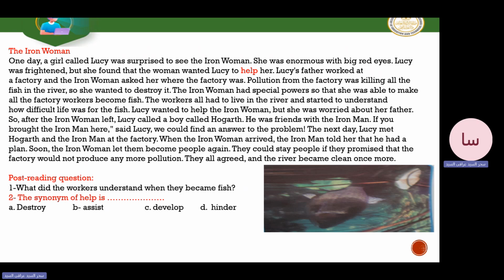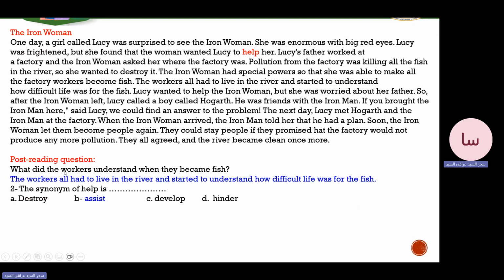Okay, let's check. Of course, this is a picture of a fish that suffers in polluted water. What did the workers understand when they became fish? The workers all had to live in the river and started to understand how difficult life was for fish. So they understood the message. Okay. What is the synonym of help? Of course, it's assist.